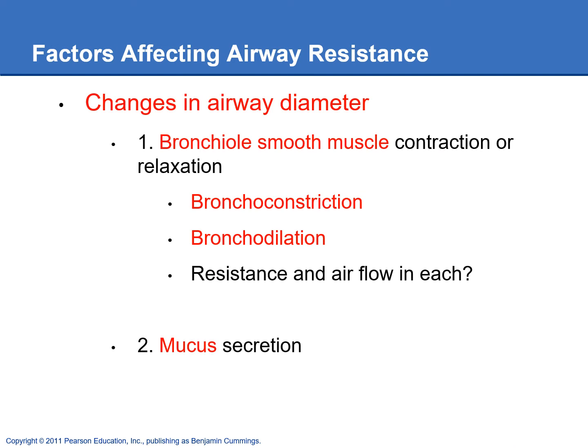So let's take a look at factors that affect airway resistance. We can change the airway diameter by either contracting or relaxing the smooth muscle around the bronchioles, or by increasing the mucus secretion in the airways. So with bronchoconstriction, that would increase the resistance and decrease airflow. Whereas with bronchodilation, that would decrease the resistance and increase the airflow. And if you increase the mucus secretion in the bronchioles, that would increase the resistance and decrease the airflow.